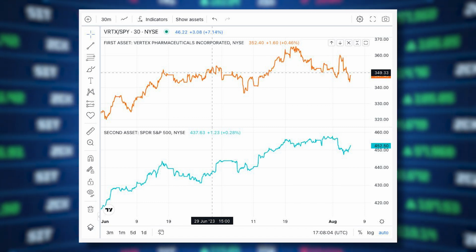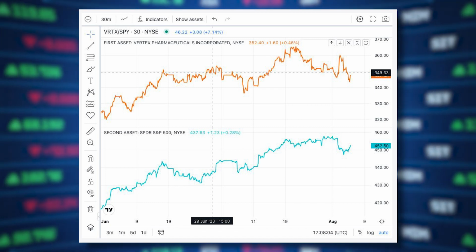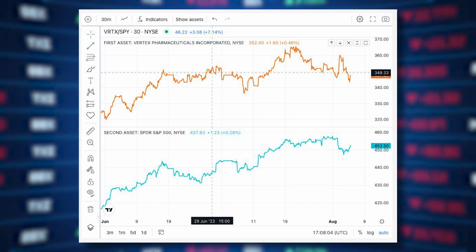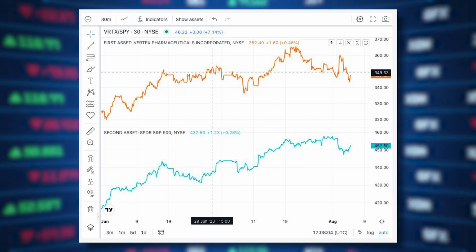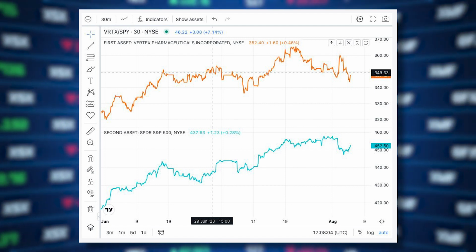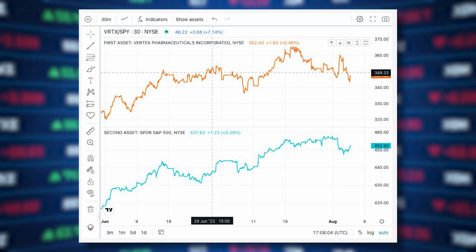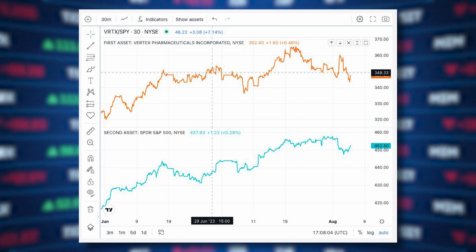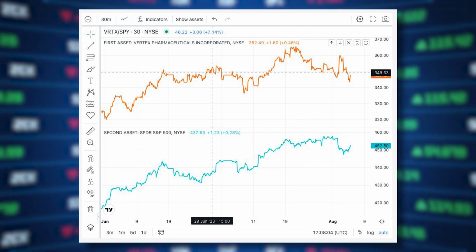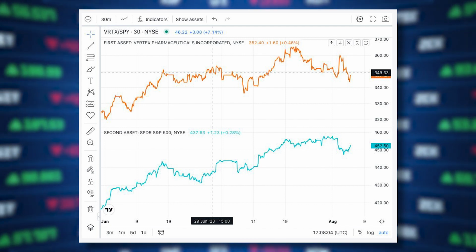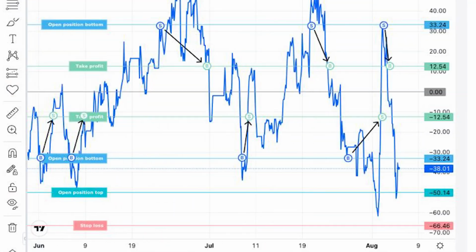Here you can see the stock performance of Vertex in the yellow line, and the bottom chart below in the blue line is the S&P 500 ETF. Now you can see visually that they generally move in the same direction. So what we want to look for is a scenario when they are not correlated and we expect them to revert back to its mean. So now let's see what opportunities the AI bot has identified for us.